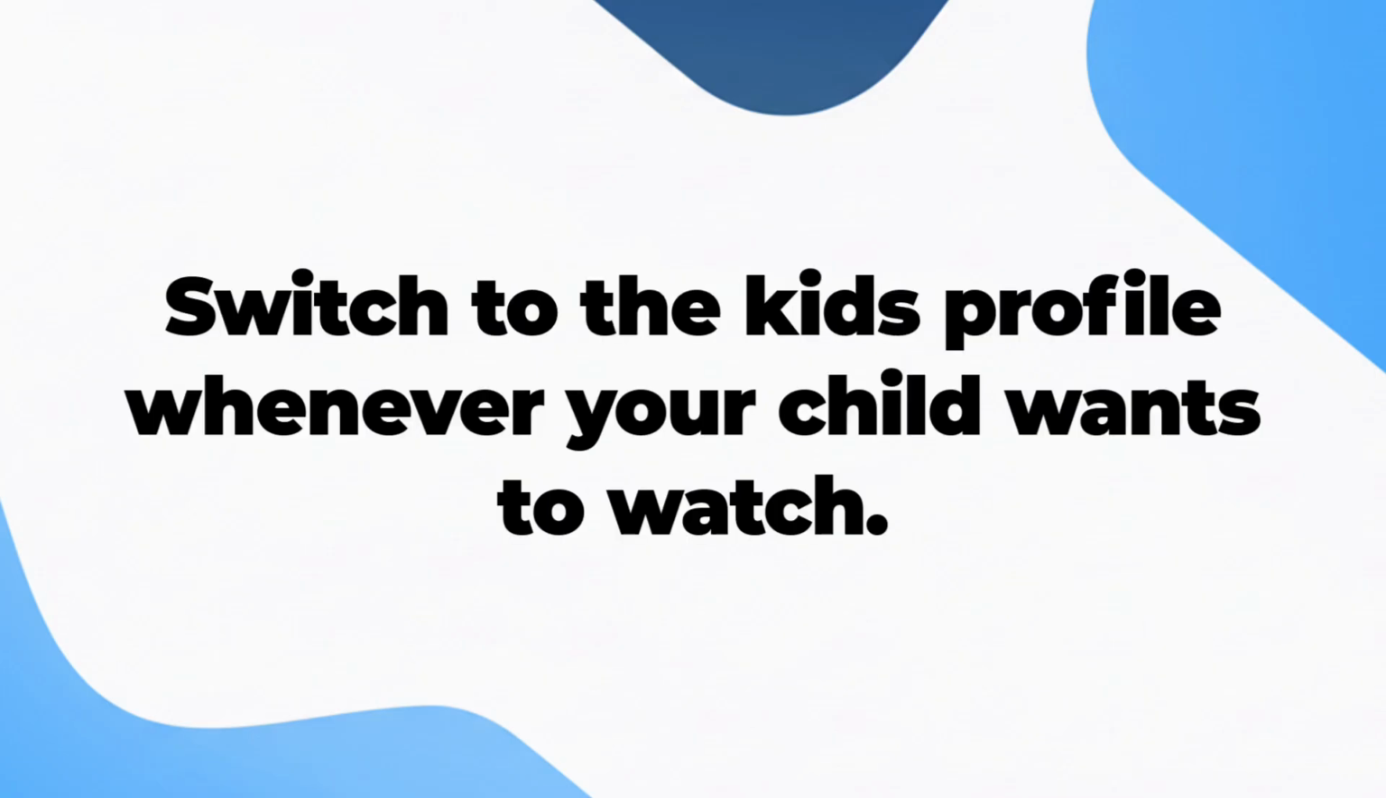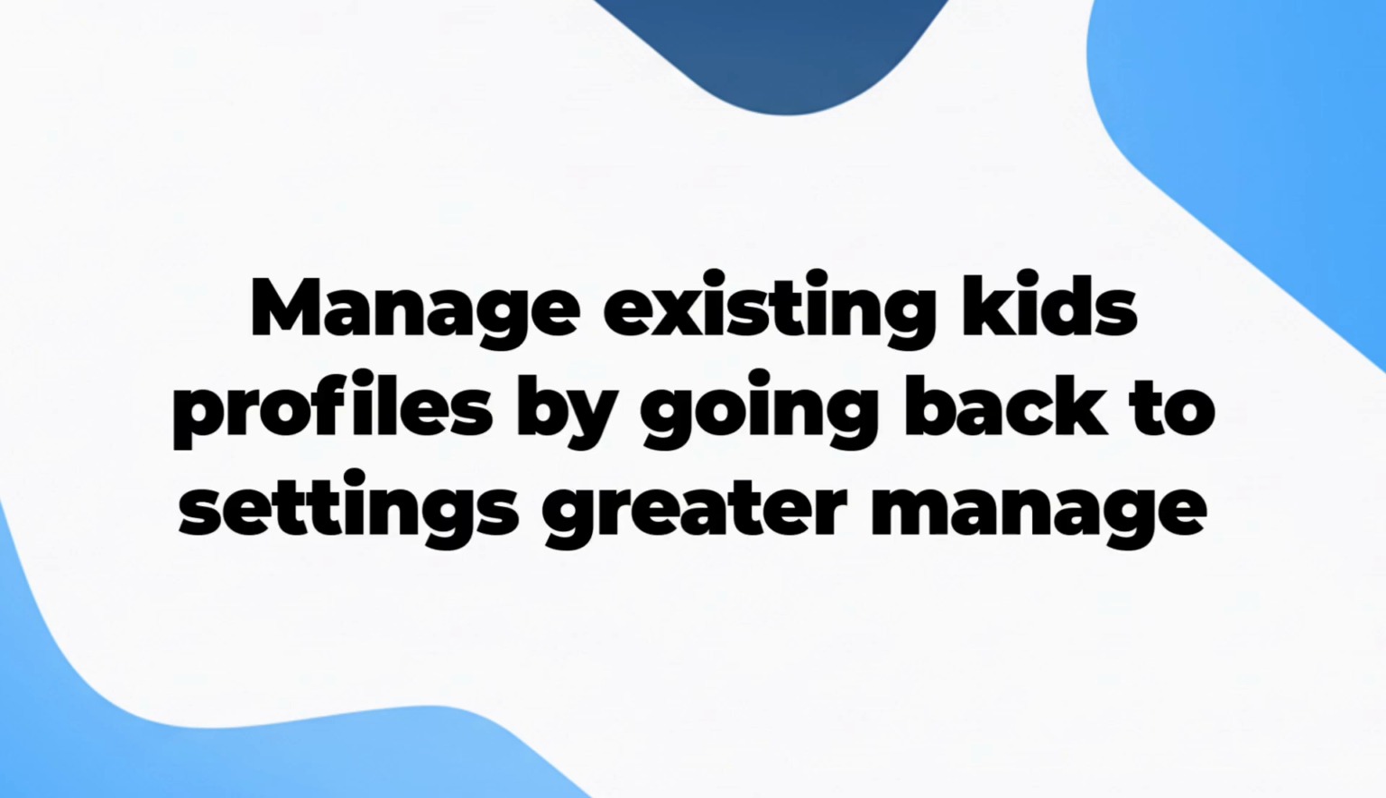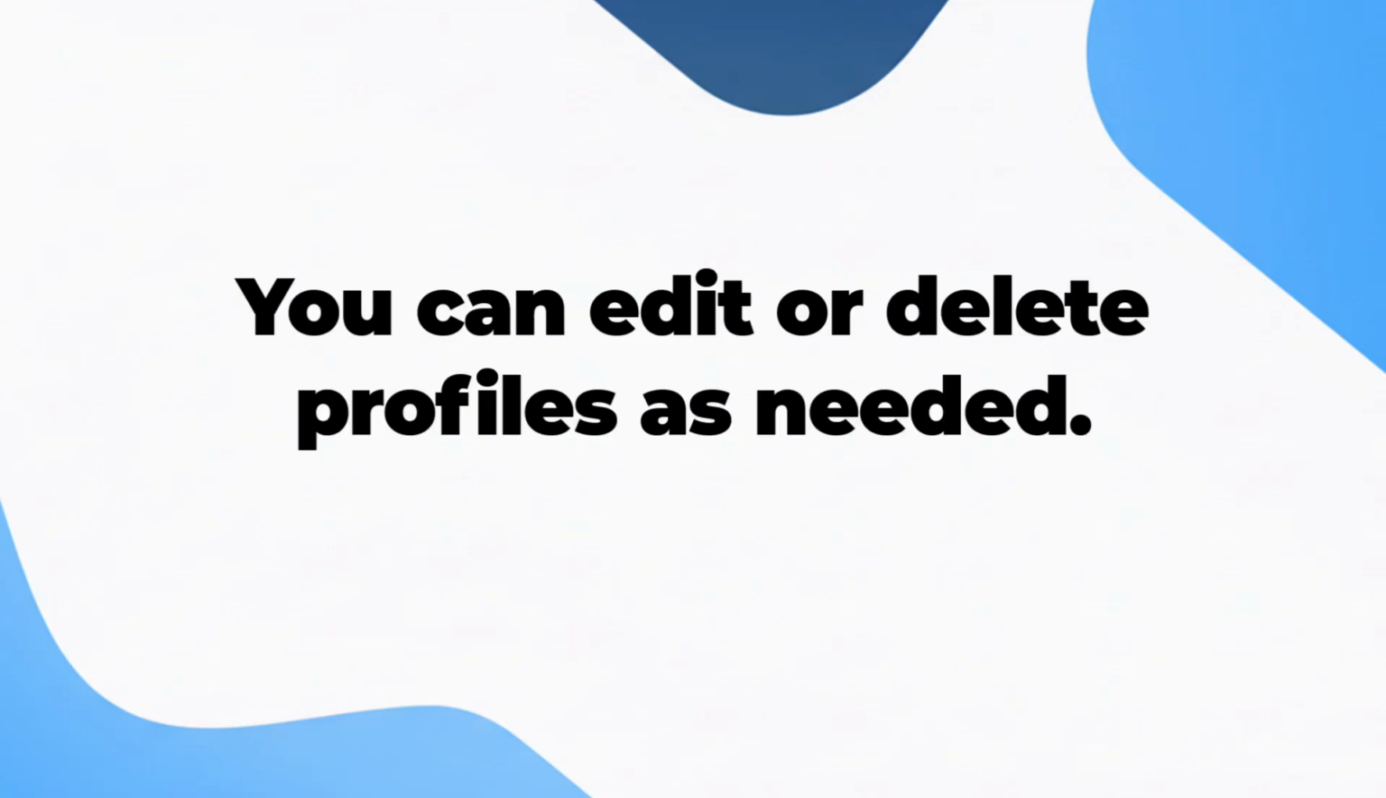Step 7. Switch to the kid's profile whenever your child wants to watch. Recommendations and DVR recordings will now be filtered for age-appropriate content. Step 8. Manage existing kids' profiles by going back to Settings, then Manage Profiles. You can edit or delete profiles as needed.